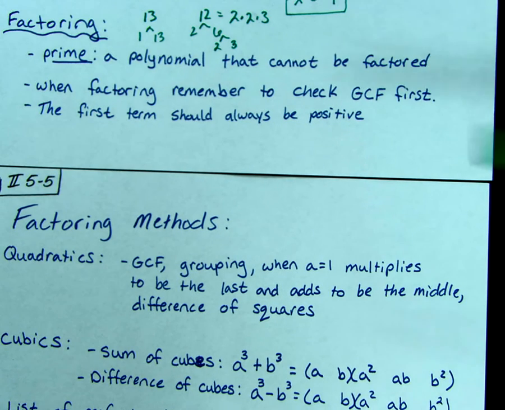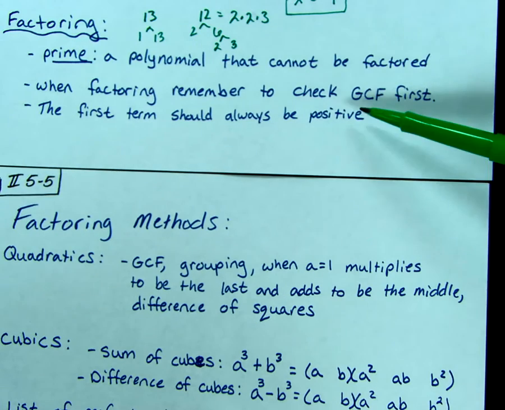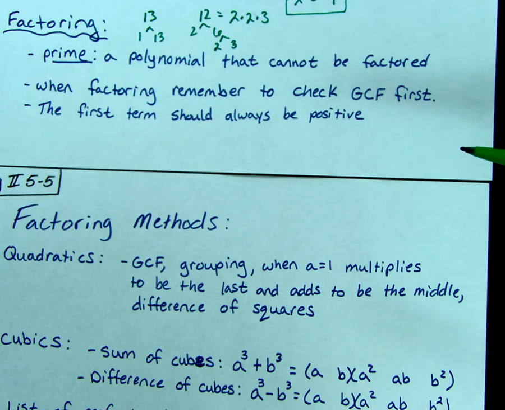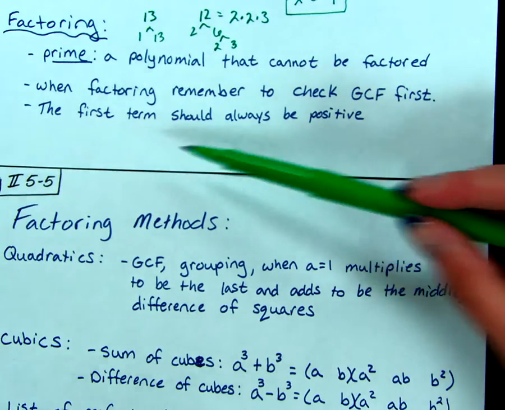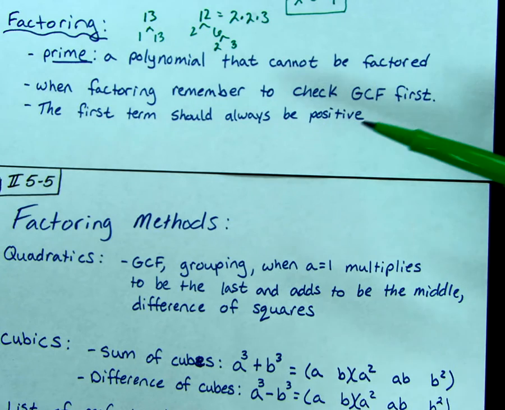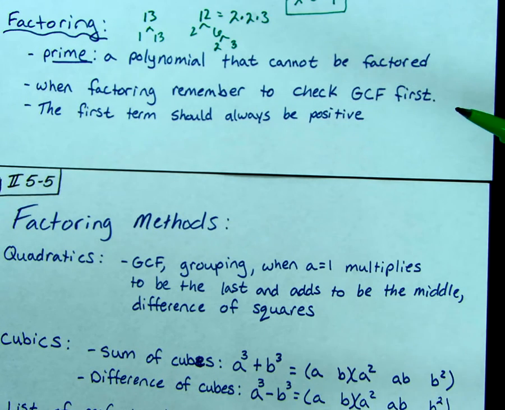Now when we start factoring, we still want to use all the rules that we learned from Chapter 4 about factoring quadratics. And we have to remember that when we start factoring, we always want to check for a greatest common factor first. And our first term should always be positive. So if it's not, that means that we're factoring out a negative.